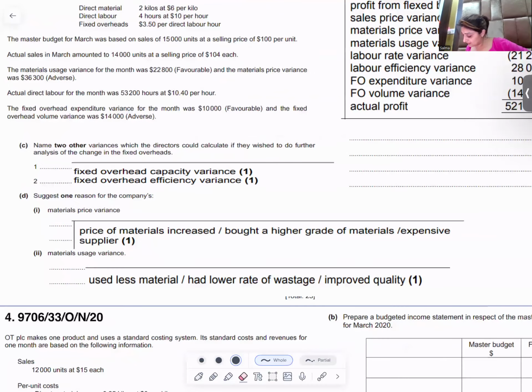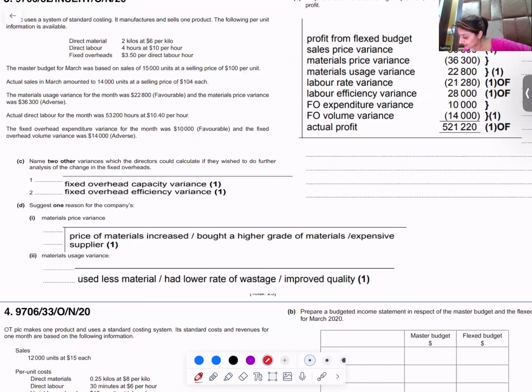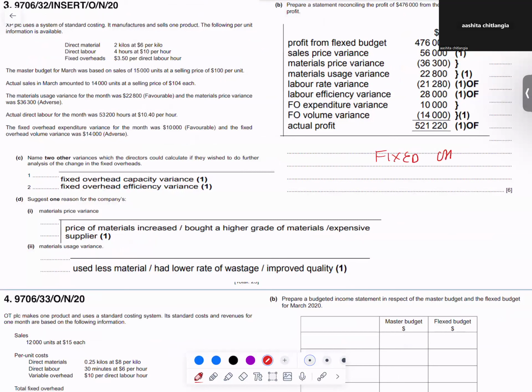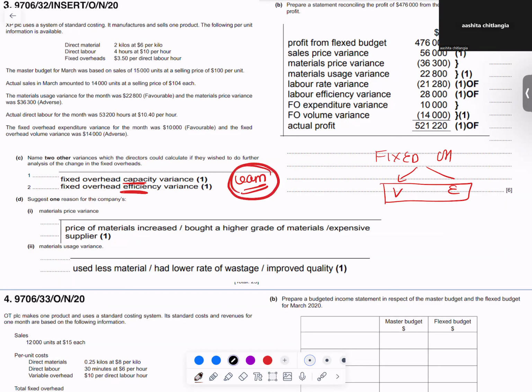Now there is another thing. These are theory questions. Name two other variances which the directors can calculate if they want to do further analysis of the change in fixed overheads. Fixed overhead variances you know are volume variance and expenditure variance. If you want to do further analysis of why there is a volume variance, then you do fixed overhead capacity variance and fixed overhead efficiency variance. This is further analysis of fixed overhead.